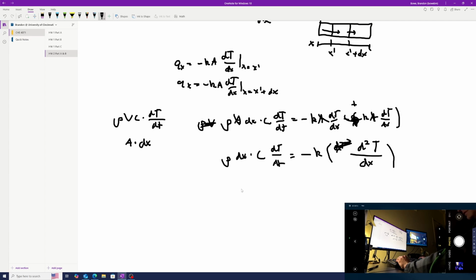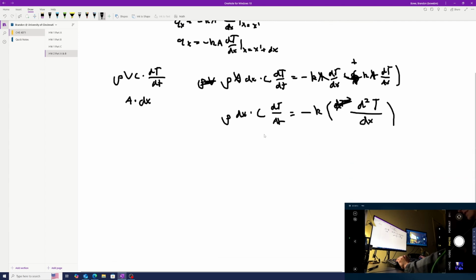But what we can do here is divide across by rho dx and c to give us our change in temperature with respect to time is equal to our negative K over rho C times the second derivative of temperature with respect to our change in position squared. So that is part A, giving us a time-dependent change in temperature.